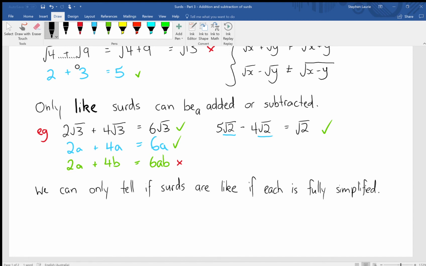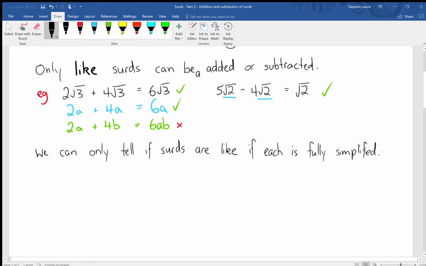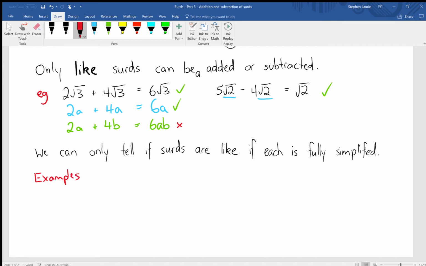So that's it in terms of the notes. We're just going to do some examples now to finish off. We'll do 5 examples. Okay, so we've got a few, but they all show certain things.